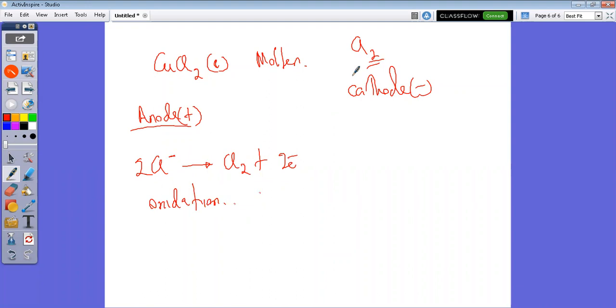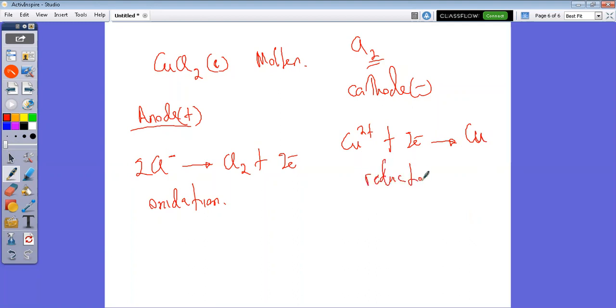Then at the cathode, the copper, which is 2 plus, means copper has lost 2 electrons because it's a metal, it gives electrons. So now it has to gain the 2 electrons to form copper again, like this. Clear now? This one is easy, so this is a reduction.